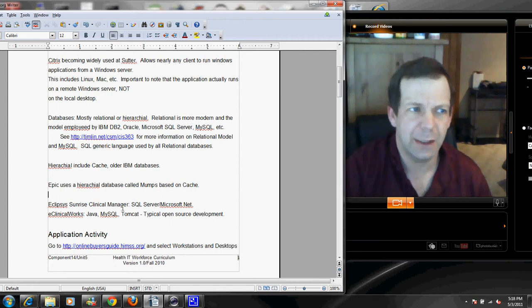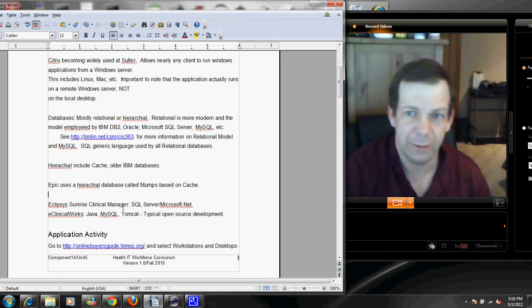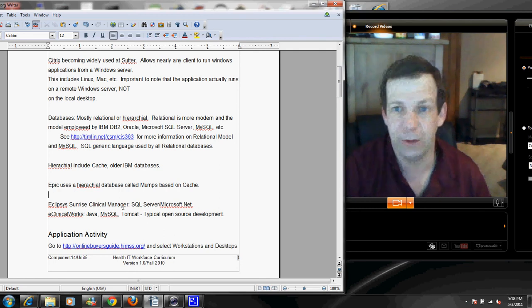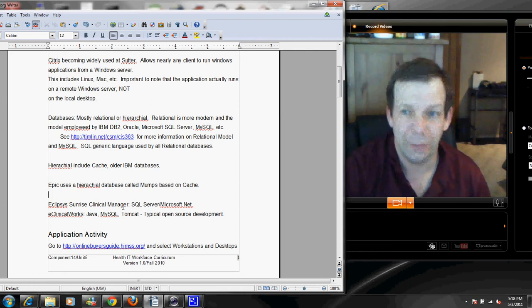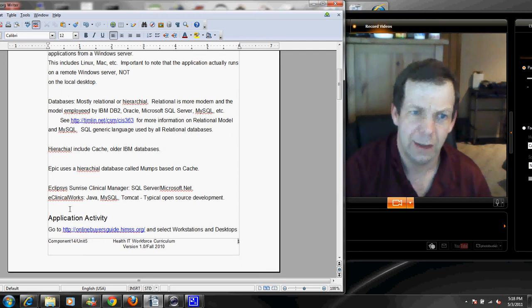But the relational database is really the modern database. And although products like Epic are out there and they're the number one product, they use a non-relational database, so the relational model is not 100% in healthcare. It's virtually 100% in every other industry, but healthcare. And in many healthcare areas, it is. Just to point out a couple of other products, Eclipse Sunrise Clinical Manager.